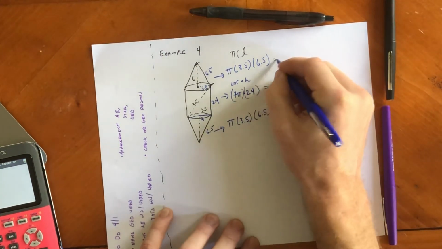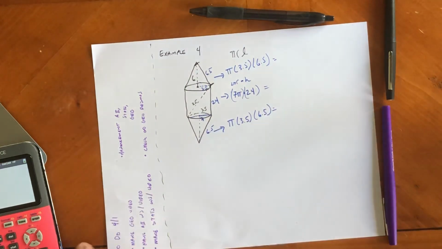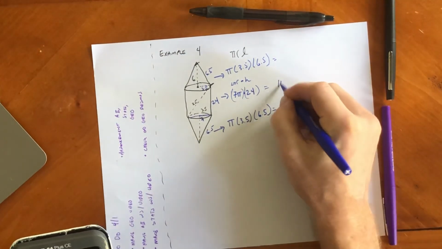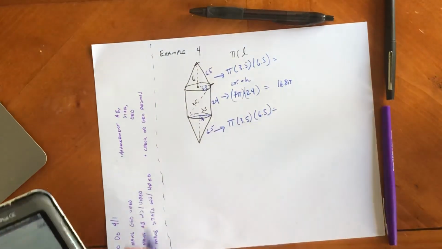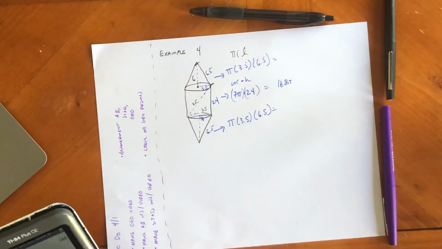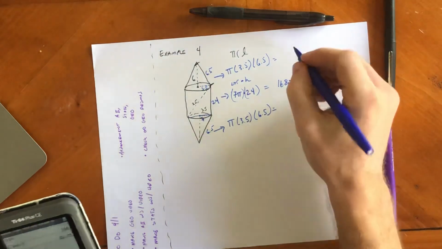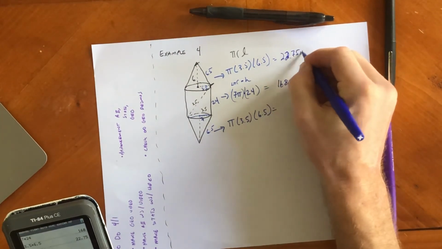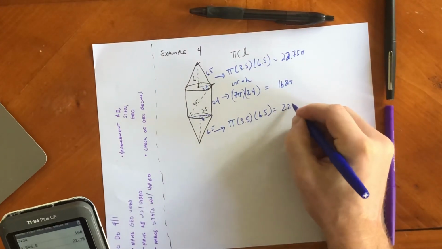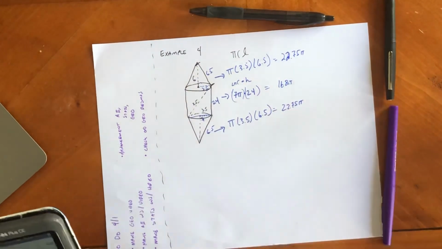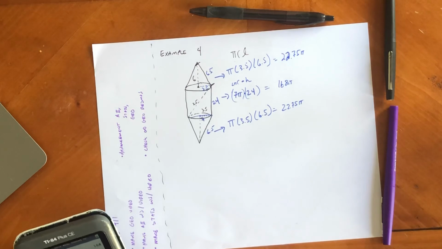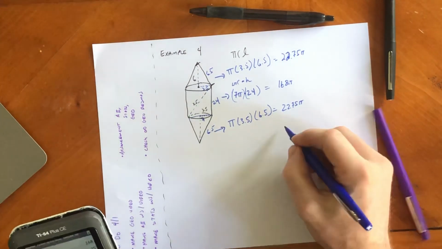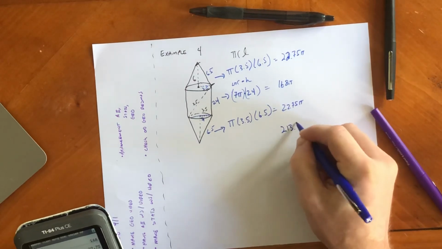So let's go ahead and find out what these things are using our calculator. So we'll do 7 times 24. That's going to be 168 pi. 3.5 times 6.5, that's going to be 22.75 pi. Same thing here, 22.75 pi. And then when I add them together, I get 22.75 times 2 plus 168. That gives me 213.5.